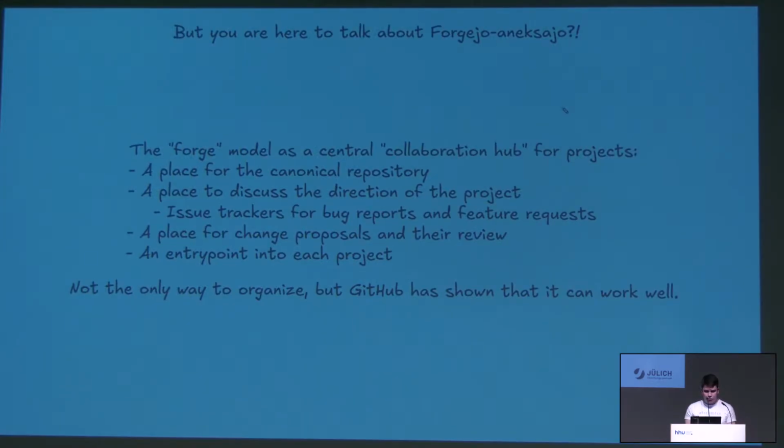So Forges, Git Forges, are essentially a central collaboration hub for projects. It's a place to put your canonical repository, a place to discuss directions of the project, issue trackers, bug reports. I mean, you all raised your hand, so you probably know what I'm talking about. It's not the only way to organize, but I think GitHub has shown us that it can work pretty well. And when you eliminate the big issue with GitHub, which is centralization, then it's even better.